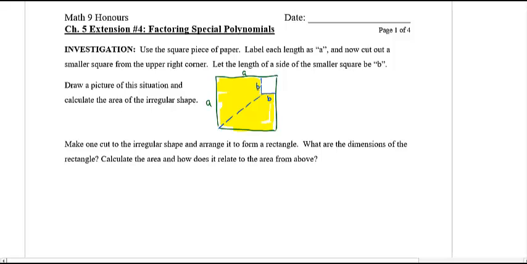Like that. And then I want you to form it into a rectangle. You're like, huh? How do I do that? So take those two pieces. You may have to flip them or something like that. But I want you to create a rectangle.